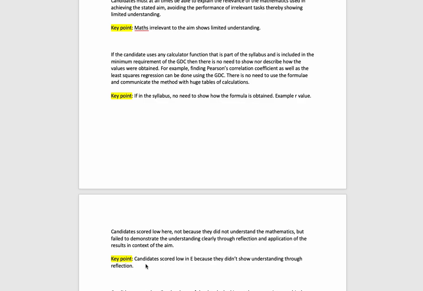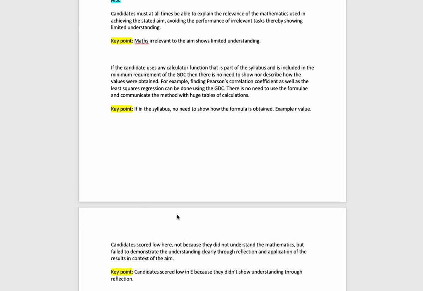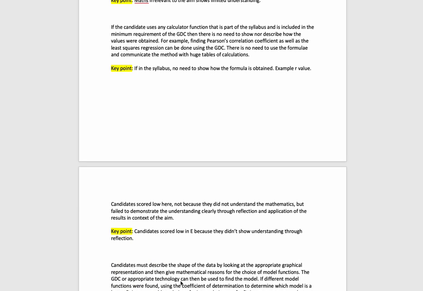It just says here, candidates scored low in E. This is particular for AI SL because they didn't show understanding through reflection. So it's not just, fine, if you show some calculations and you understand it, you haven't actually shown that you understand it if you haven't written about it correctly.